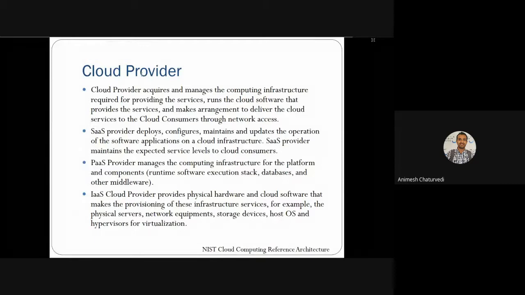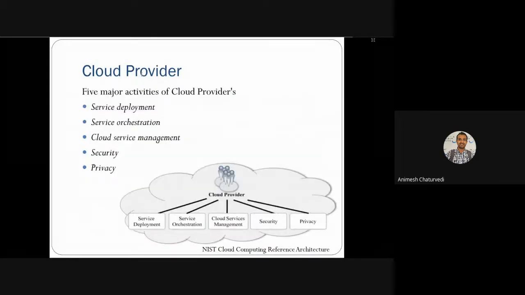After the three types of cloud provider, we'll see what are the five major activities of cloud providers. They actually do the service deployment, service orchestration, cloud service management, and they manage security and privacy issues. So these cloud providers basically do these five activities: service deployment, service orchestration, cloud service management, security, and privacy.